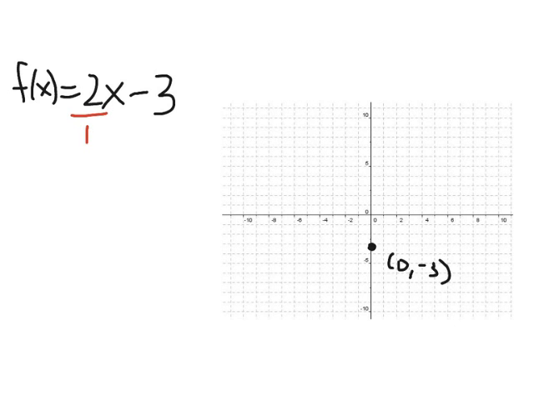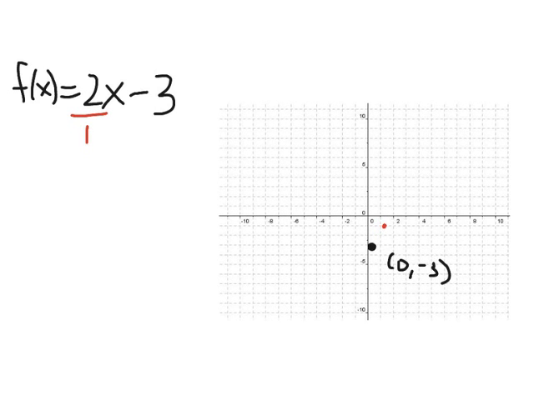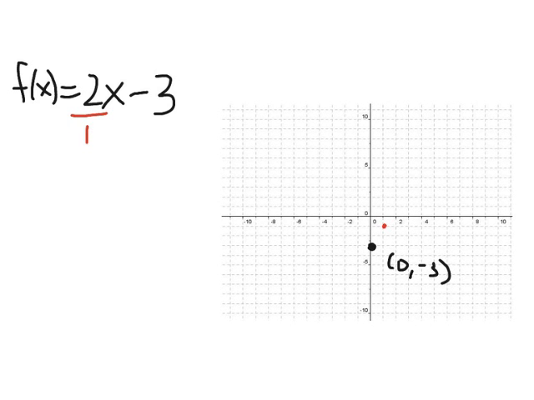So I start at my intercept 0, negative 3. The slope tells me go up 2 over 1. So there would be another point on the line. Go up 2 over 1. There would be a third point on the line. Alright, so up 2 over 1. Okay, and then I would connect with a line. Simple as that. That's how you use the slope and the intercept to graph.